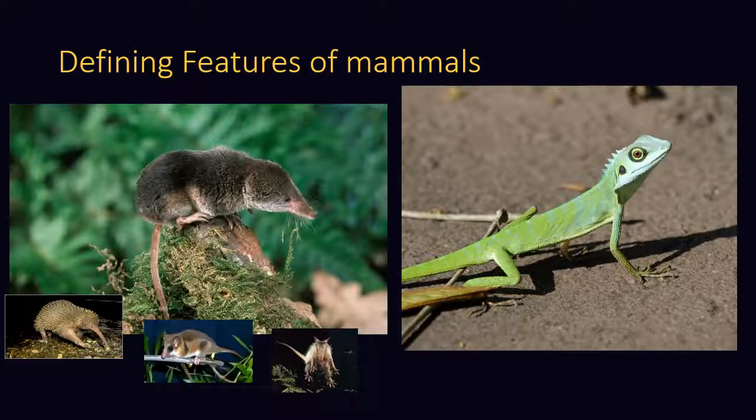So what are these defining features? We're going to start to go through the defining features of mammals. And we are going to talk about some features that monotremes don't have. And so this is one thing where you don't necessarily need all of these features to be a mammal, but if you have these features, you are definitely a mammal.